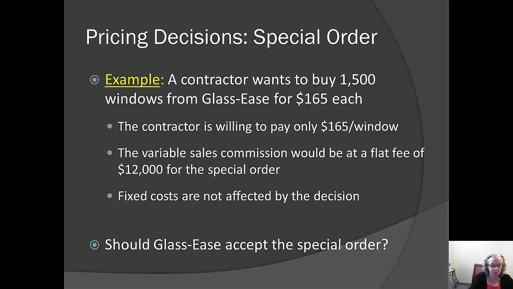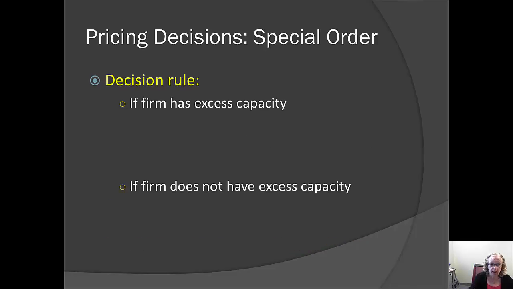A special order always means an order at a special price, by which the customer means lower than the normal price. In this case, fixed costs are not affected by the decision, so the question is, should Glassys accept the special order? In order to make this decision, we need a decision rule.